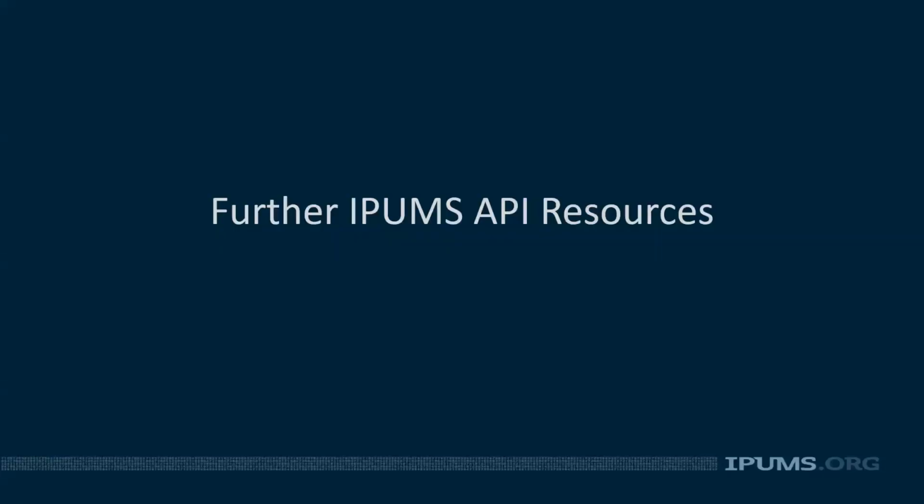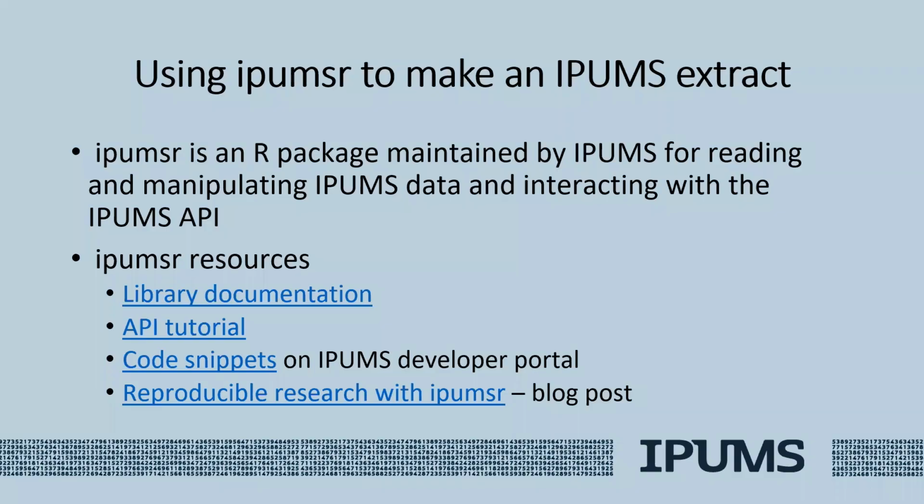All right, so I just want to give a little bit of information about some further resources for using the IPUMS API and some of those other tools that I mentioned earlier. So IPUMS R is, as I mentioned, an R package that is maintained by IPUMS for reading and manipulating IPUMS data and interacting with the IPUMS API. And here are some links to its documentation, some tutorials and code examples, and a great blog post by Derek about reproducible research using IPUMS R.